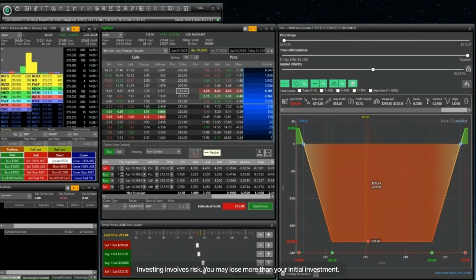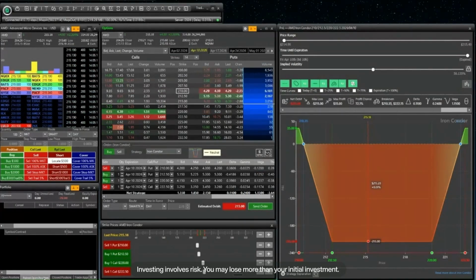So by double clicking the spread in the paired open positions tab, it will essentially open up a window with the closing trade ready to send, and you can simply go ahead and send it.